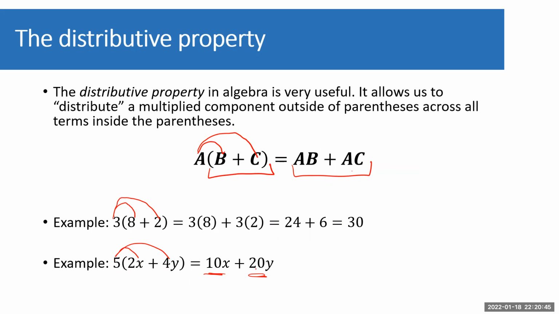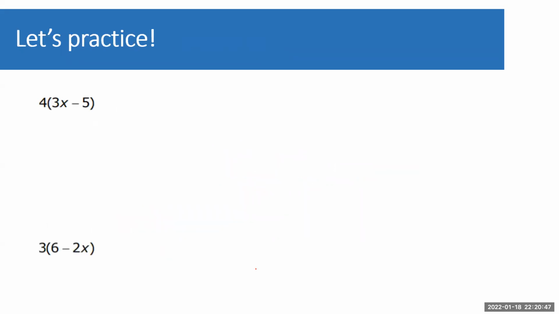Let's get some practice here. 4 times 3x minus 5. The 4 is outside the parentheses, so it's going to go to everything. So we say, okay, well, this is going to be the same as 4 times 3x minus 4 times 5. So that minus has to stay there. So this is going to be 12x minus 20.